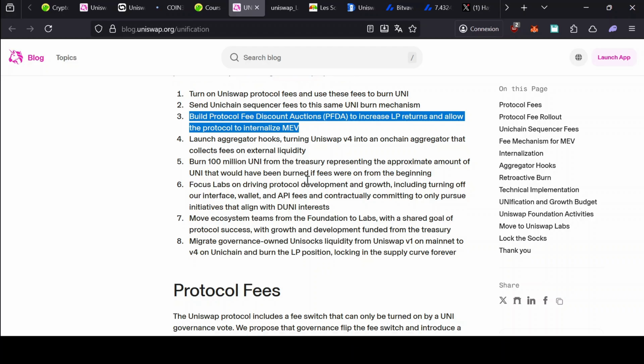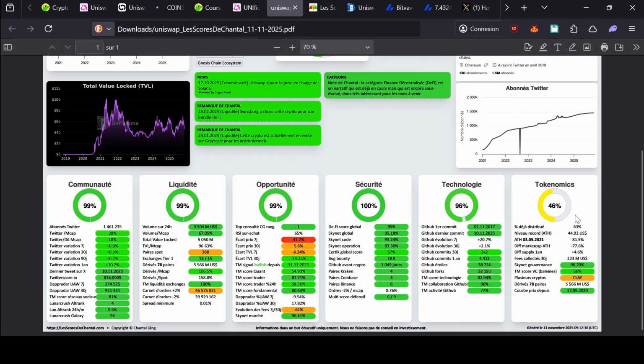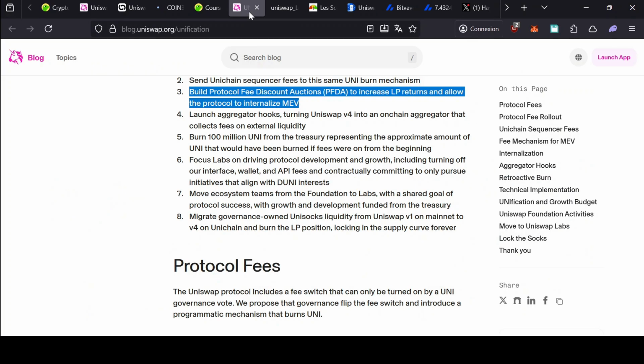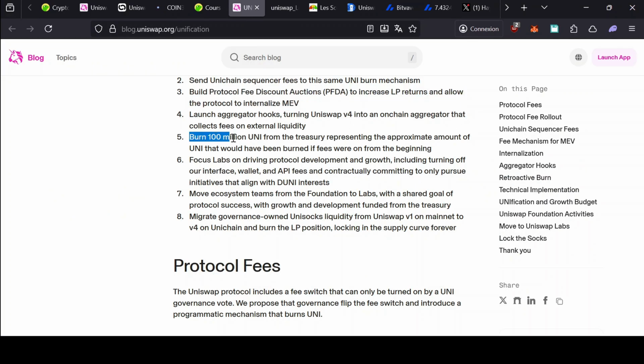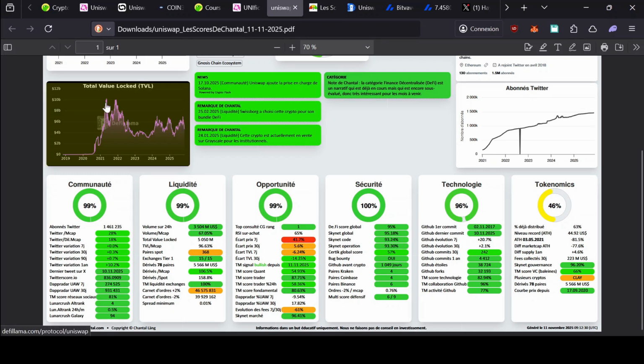If we look at their tokenomics, they still have a lot of tokens to distribute, but they already distributed 63% of their tokens. So they have quite a bit left to release, but with the 100 million token burn, that's going to improve this part of their score. The TVL has been pretty stable for a while, but what everyone's waiting for now is the revenue sharing.